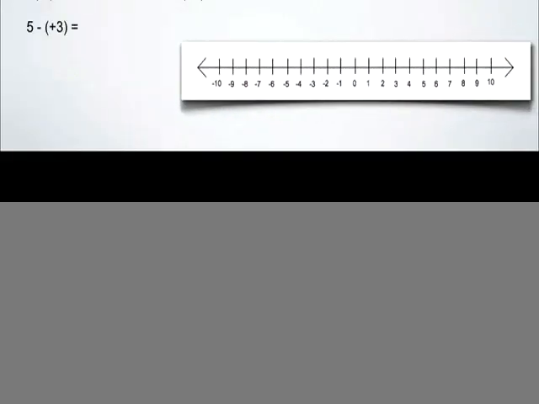So if we look at some examples on the number line, 5 subtract positive 3 really means 5 plus negative 3. I'm adding the opposite. So 5 and negative 3, when we move back 3 from 5, we end up at positive 2. 5 subtract negative 3. If we look at adding the opposite, it's really plus positive 3. So 5 plus 3 leaves me at positive 8.